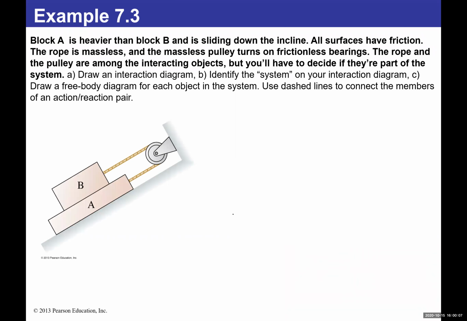All right, so we have block A is heavier than block B and is sliding down the incline. All surfaces have friction. Okay, so the rope is massless and the massless pulley turns on frictionless bearings. The rope and pulley are among the interacting objects, but you'll have to decide if they're part of the system. So we're going to draw the interaction diagram, identify the system on your interaction diagram, then draw a free body diagram for each object in the system, and use dashed lines to connect the members of an action-reaction pair.